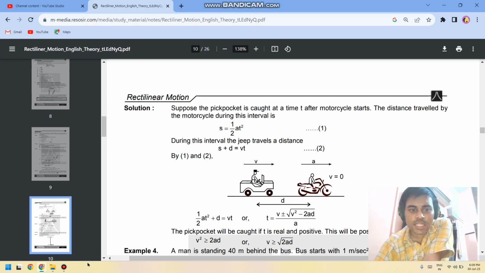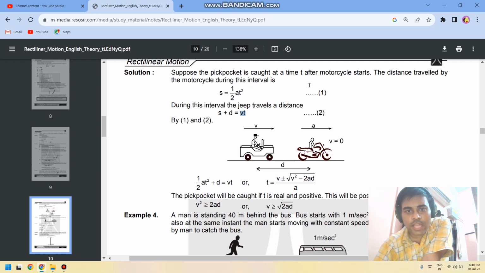Now, this is the solution. S is equal to half a t square, where u is equal to 0, and during the interval the jeep travels a distance. After some interval the distance between them is d. S plus d is equal to vt. So there are two equations we have. If you solve these equations, you will get the result.